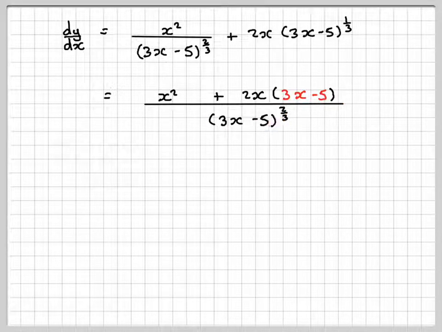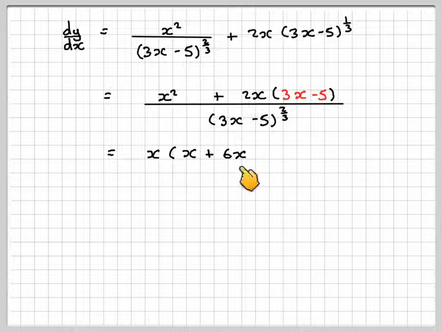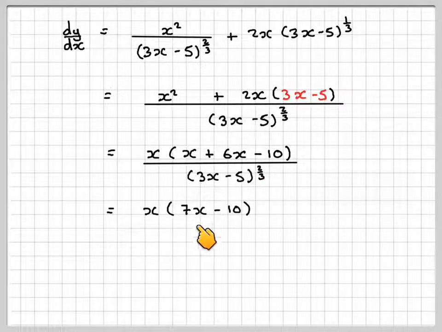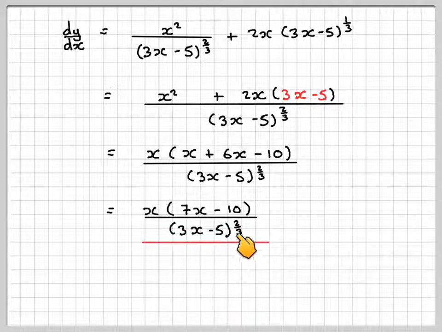Now there's a common factor of x in the numerator, that will leave an x here, and then this 2 will multiply into the bracket. This x has been taken out, so we've got 2 times 3x, which is plus 6x, and then 2 times minus 5, which is minus 10, all over 3x minus 5 to the power of 2/3. Then simplifying this bracket here, x plus 6x gives me 7x minus 10 over 3x minus 5 to the power of 2/3.